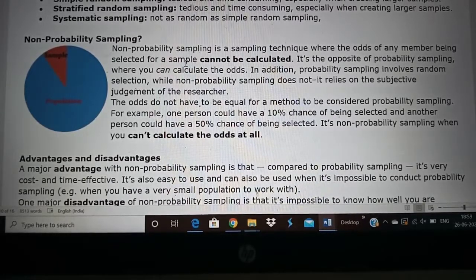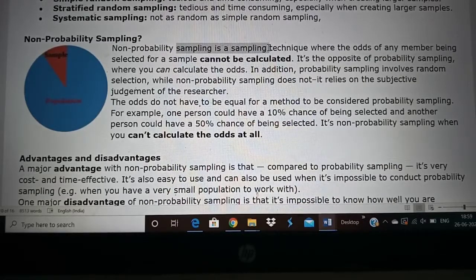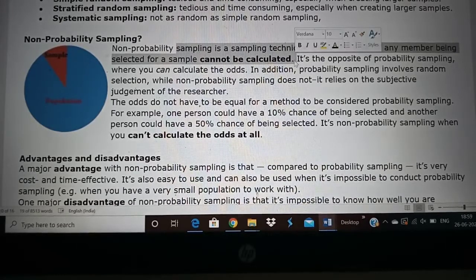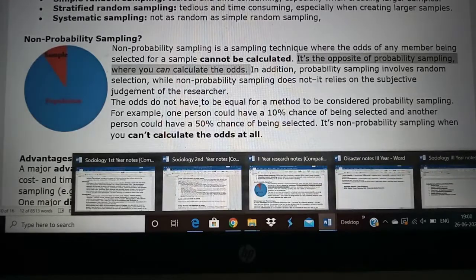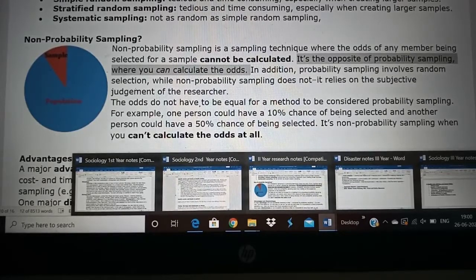Here the odds of any member being selected for a sample cannot be calculated. It is the opposite of probability sampling, where you can calculate the odds. In probability sampling, suppose there are 100 people and you want to take 10 people for the study, then you can calculate the odds as 1 by 10. Out of 100 you are selecting 10, so 10 by 100, that is 1/10. So there is a 1/10 chance, or 10% chance, for a person to get selected.